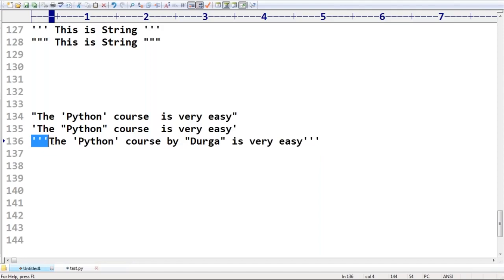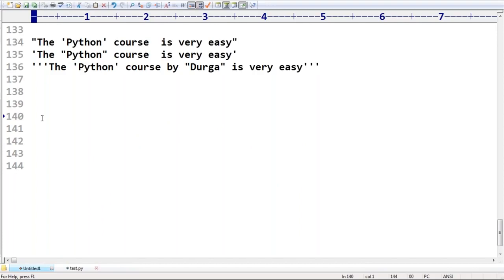Any explanation is required? That's all this is about, how you can represent a string literal. Okay, so single quote, double quote, triple quotes story is like this, right? Okay, next there is one very important concept I want to discuss for you people, right?